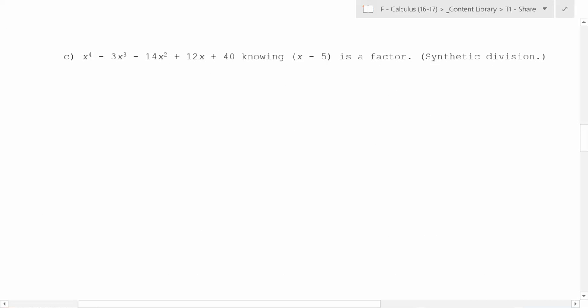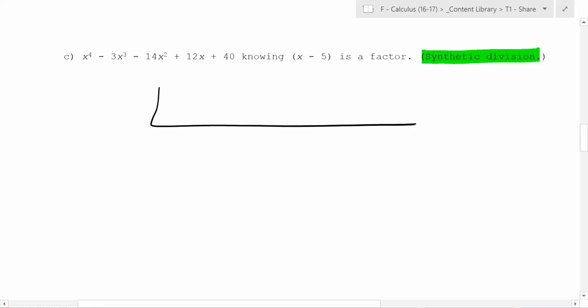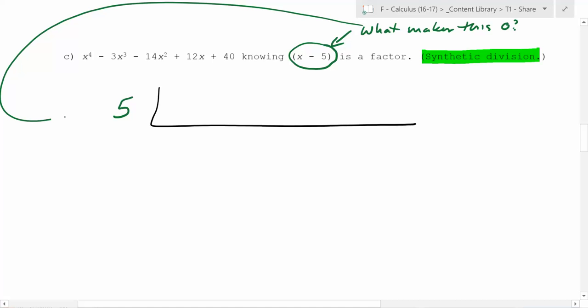First thing you do, and again, this is synthetic division, you make this little symbol. It's like the opposite of the division sign. Then you ask yourself, what makes the factor 0? What makes that 0? You take that and you plug it in out front, right there. So that's where this goes.